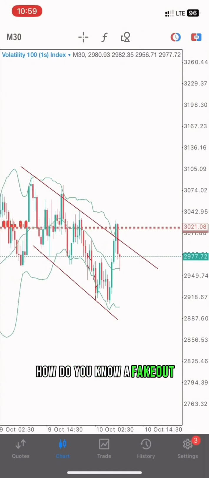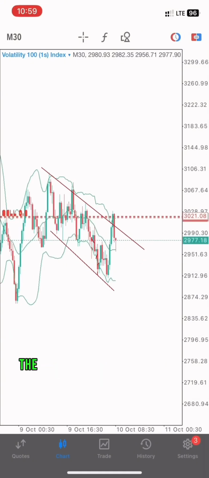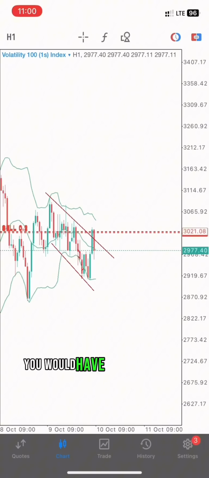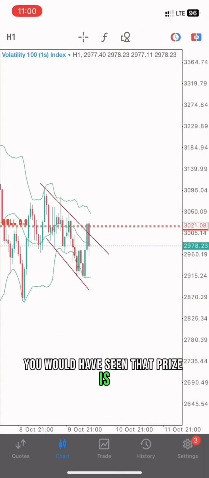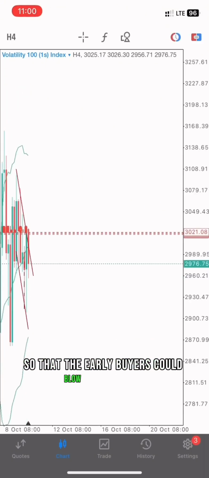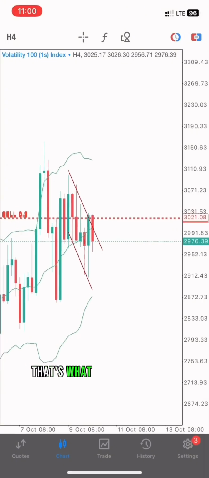How do you know a fake out? When a trade has broken the trend line and it goes back in the trend line. If you go to the higher time frame, you would have seen that price is closed inside the trend line, meaning it's a fake out, so that the early buyers could blow their account. That's what the market does.